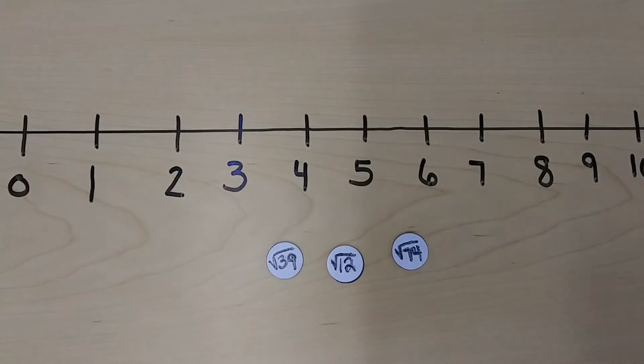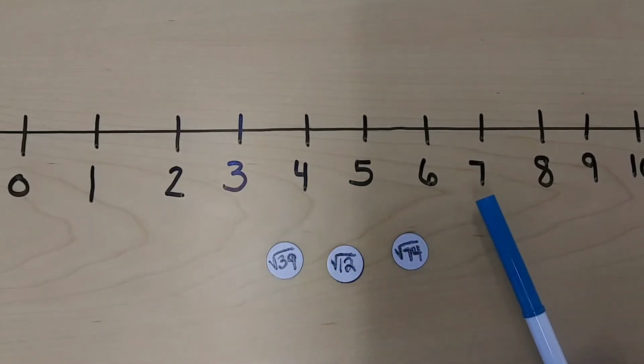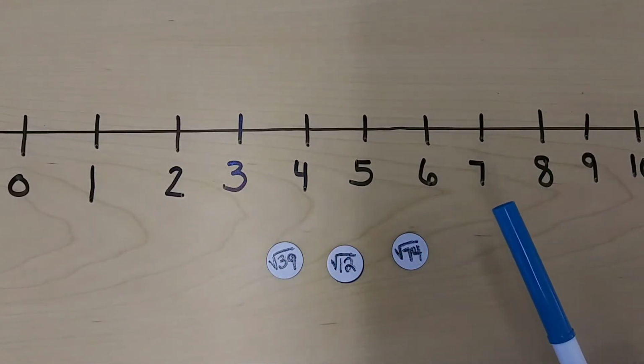If you notice in this example, we have three irrational numbers. They are non-perfect squares. I need to be able to identify the two consecutive whole numbers in which the square roots lie, and that will help us to determine where on this number line we should place them. But in order to do that, you have to have some idea of square roots.